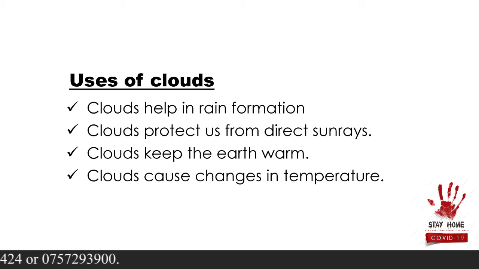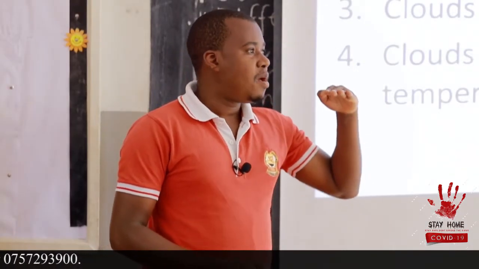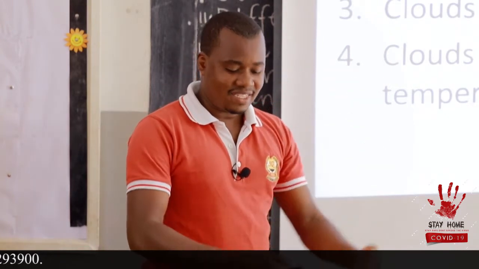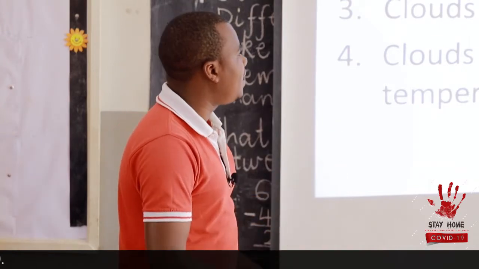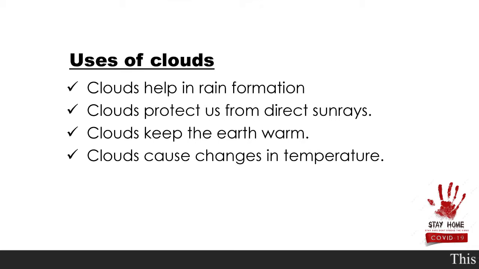If they were not there, the heat from the sun would be too much, but they try to protect so that it doesn't reach us directly. So clouds protect us from direct sunrays. Can we quickly spell the word sunrays? S-U-N-R-A-Y-S. Sunrays. Then clouds keep the earth warm, mostly at night.